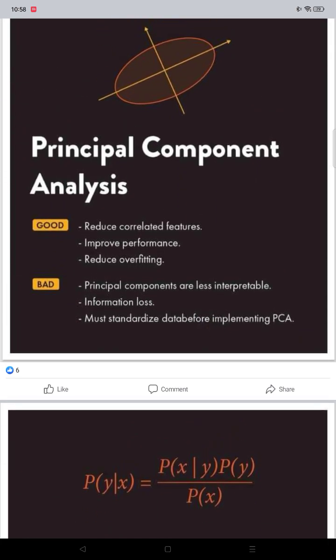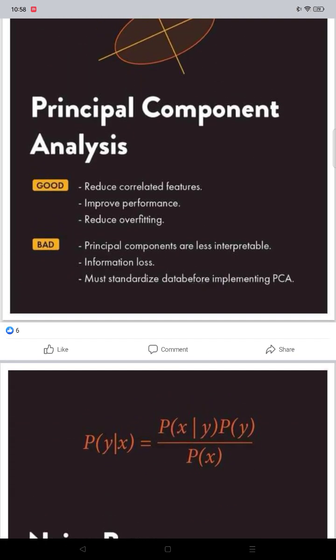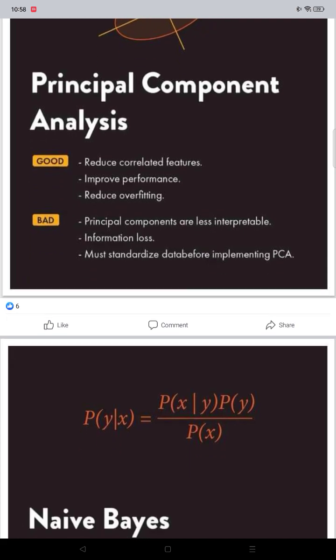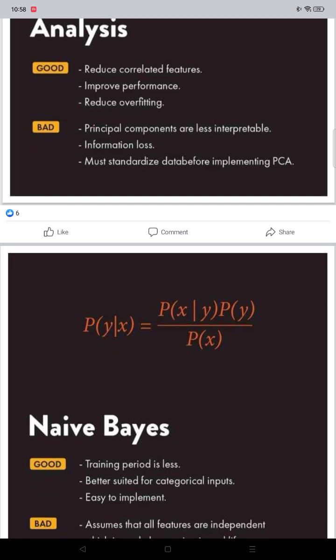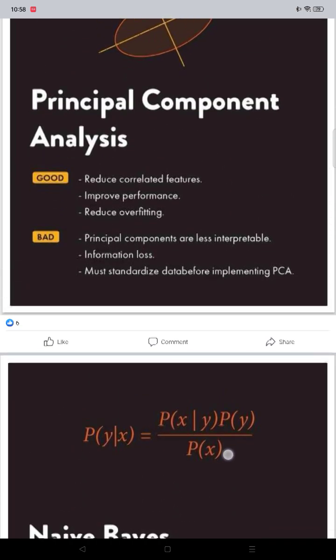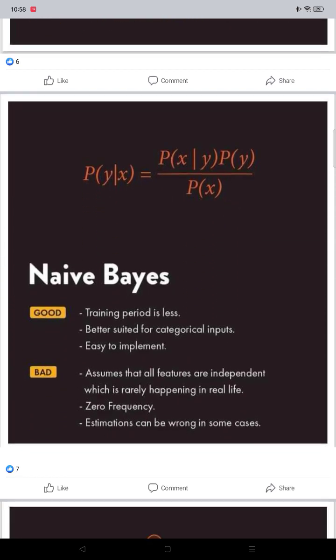Principal components analysis. The good thing is it reduces correlated features, improves performance and reduces overfitting. The bad thing is principal components are less interpretable and there is information loss. You must standardize data before implementing PCA, principal component analysis.